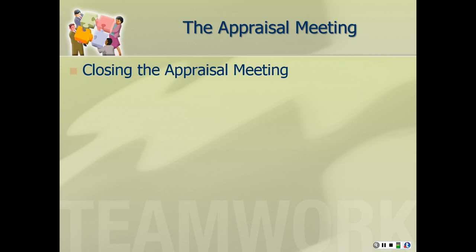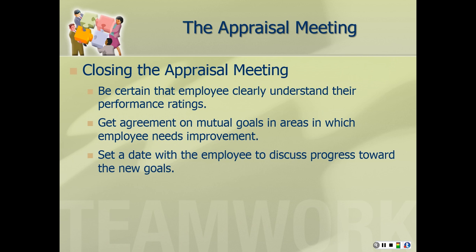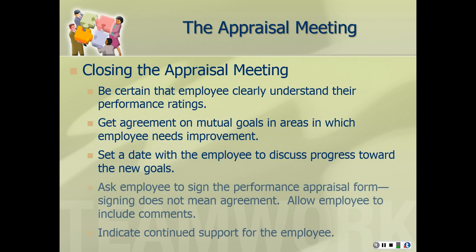When you get ready to finish the meeting, closing it is very important. So again, make sure the employee understands their performance ratings, what they did good, what they need to work on. Get them to agree on mutual goals where they need to improve. Set a date. Very important. Let's get together again in 3 months and let's go over and see how you've done on these new goals and where we need to go from there.